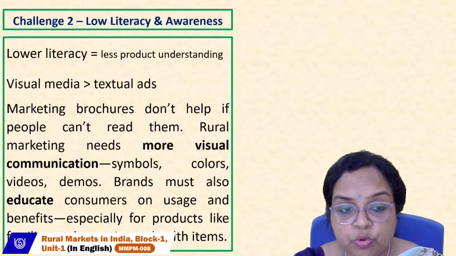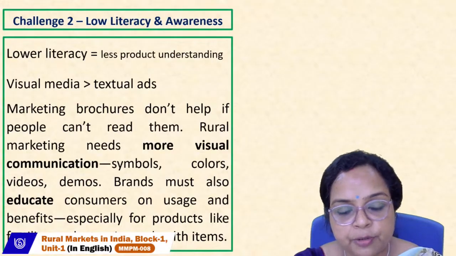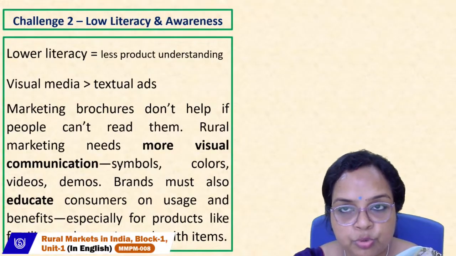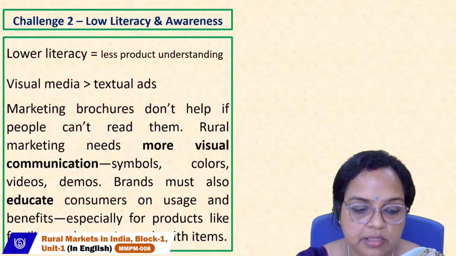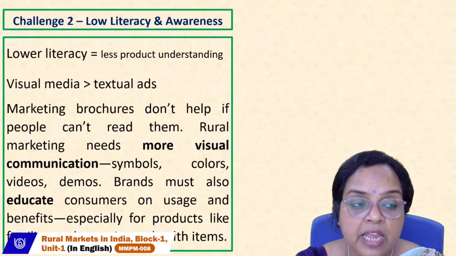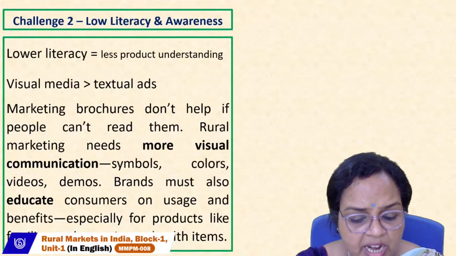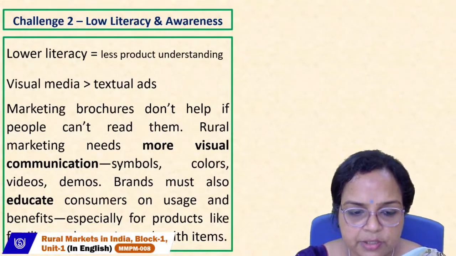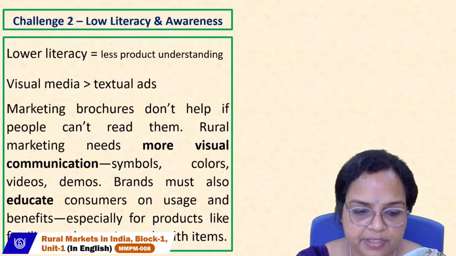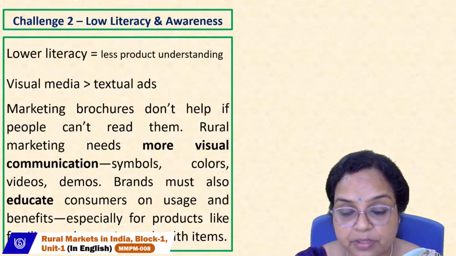Rural marketing needs more visual communication through symbols, through colors, through videos, through demos. Because through these demonstrations only they will understand, oh, this is the product and this product is going to help me in this function of mine, or this is the use of this product, because they don't understand the text of a brochure. Brands must also educate consumers on uses and benefits, especially for products like fertilizers, electronics, and health items.